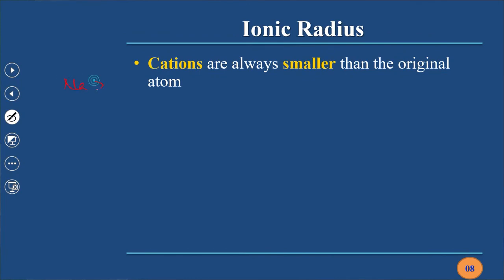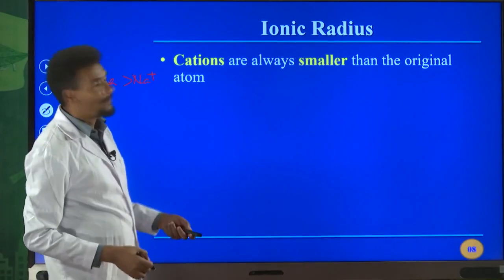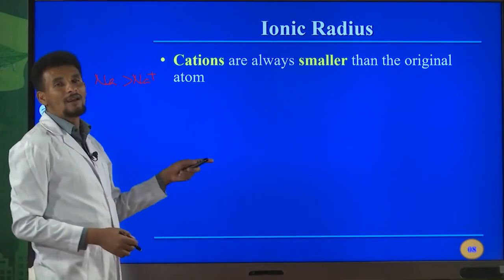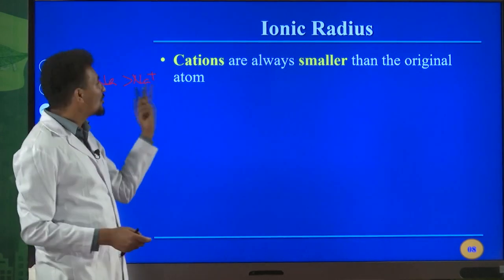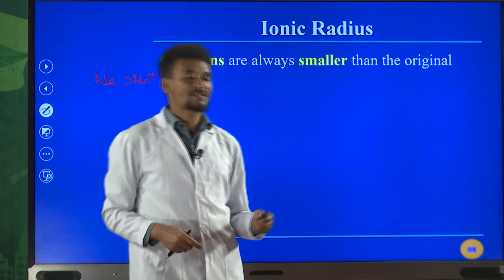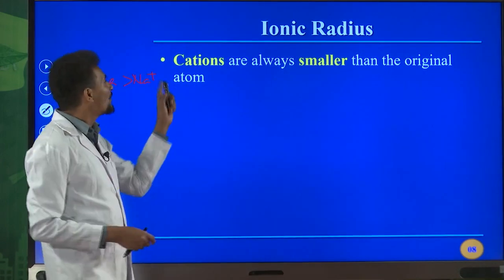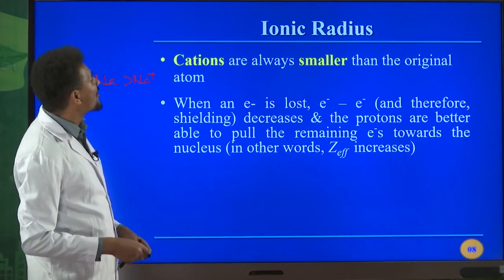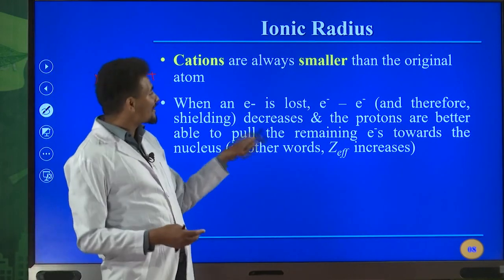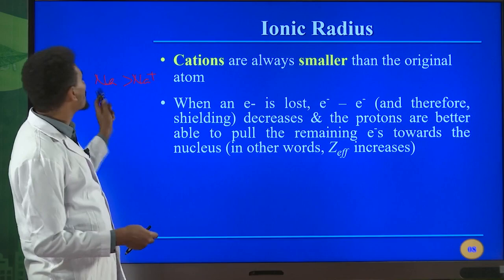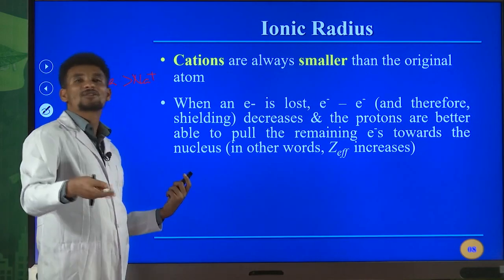This one has greater radius when compared with sodium ion. This is a cation, okay? Because we have positive charge on this atom, and due to this it can be named as cation, sodium ion. All the time, cations are always smaller than the original atom. Why? Because of Z effect. As Z effect increases, the atomic radius decreases.